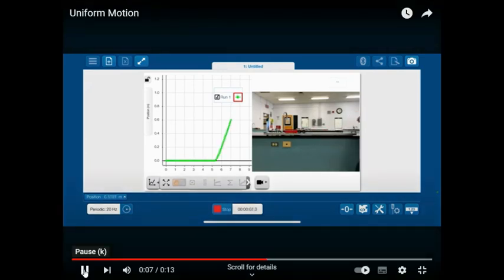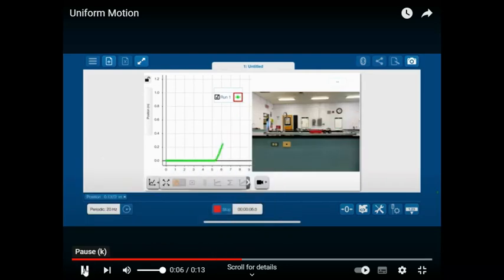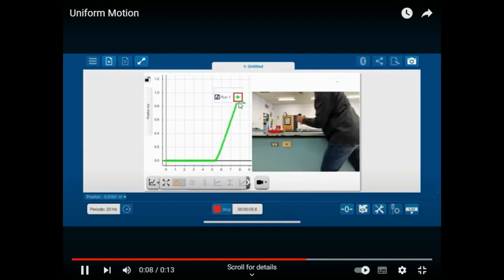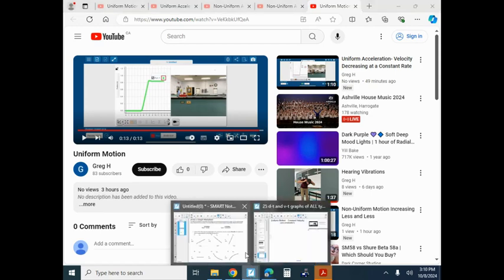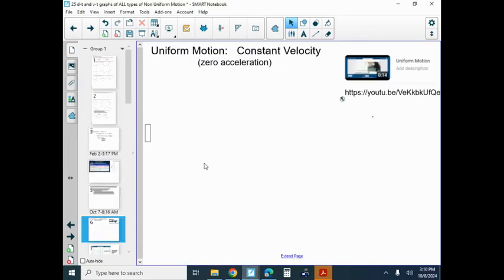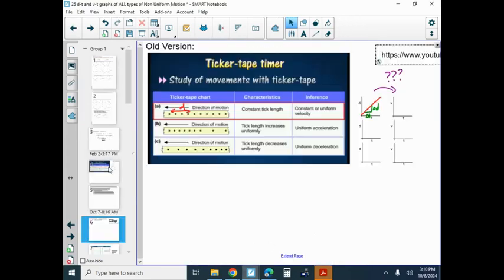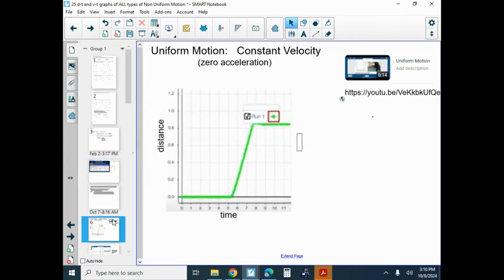So you can see my little toy Jeep, the little video screen there, just pushing the cart at a uniform rate across the screen. Right there, there it goes. And it makes a nice straight line on a DT graph. So if I go back to this, which page am I on here? Go back to this right here. That's what we drew. Okay. So that's the result there, right?